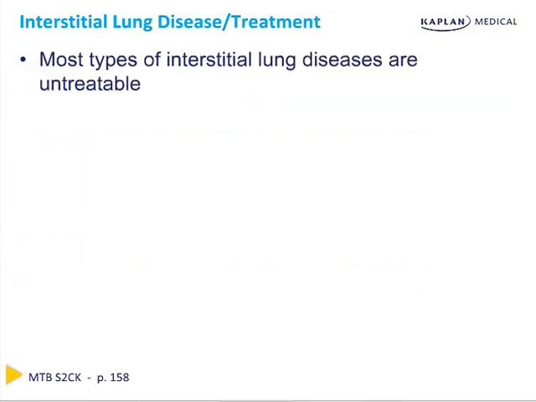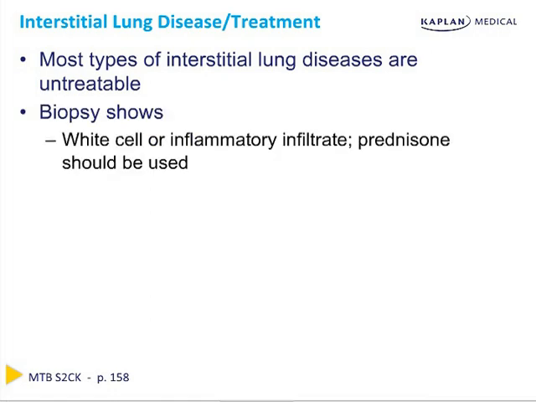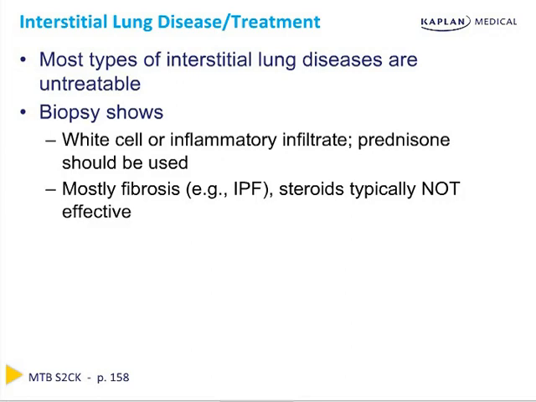Unfortunately, most types of interstitial lung disease are untreatable. The biopsies will often show a white cell or inflammatory infiltrate. In that situation, prednisone can be helpful. If there's fibrosis mostly present, for example in an end-stage idiopathic pulmonary fibrosis, steroids will not be effective.